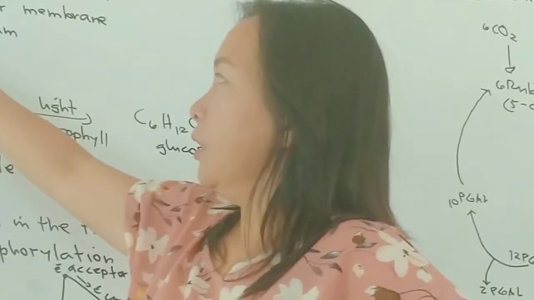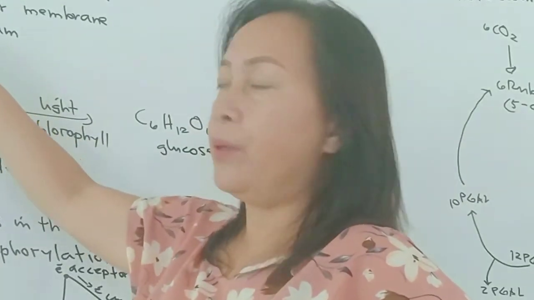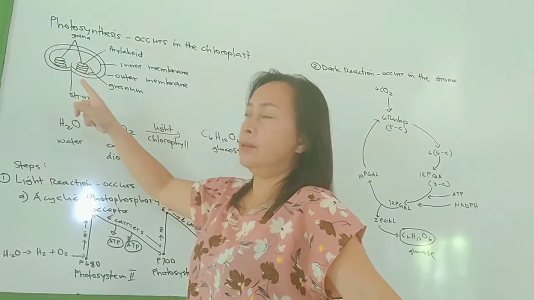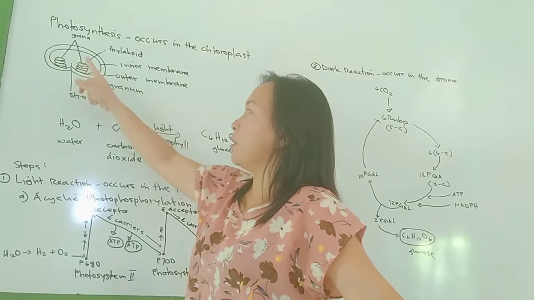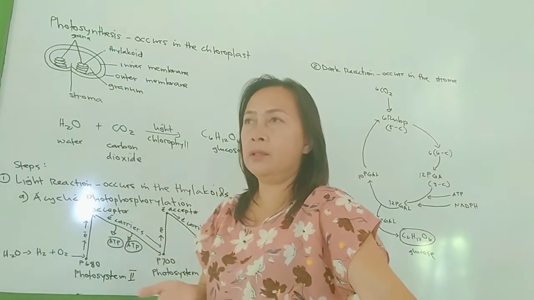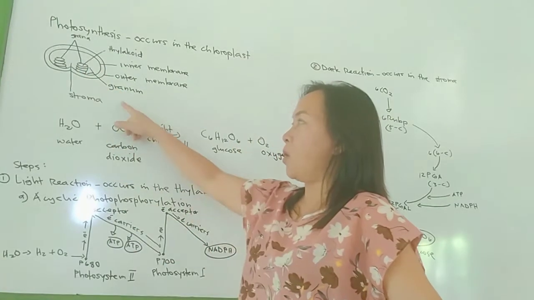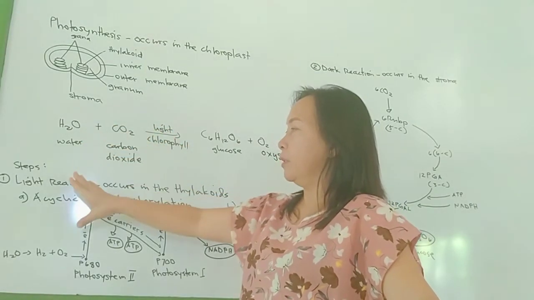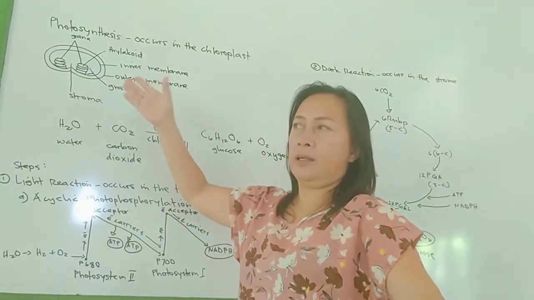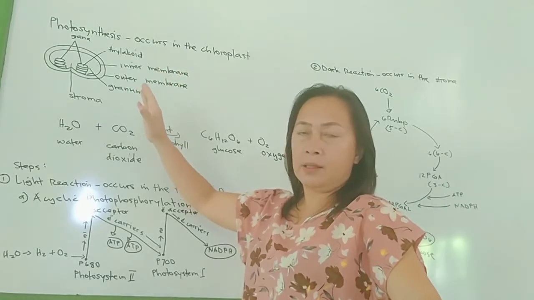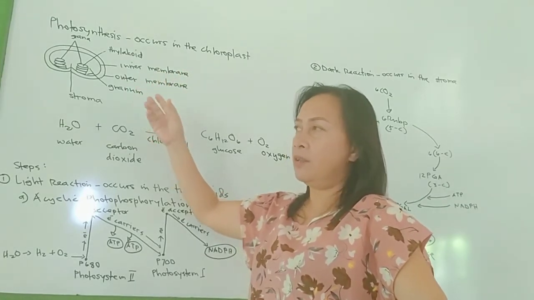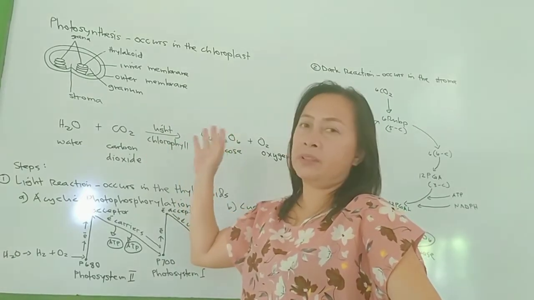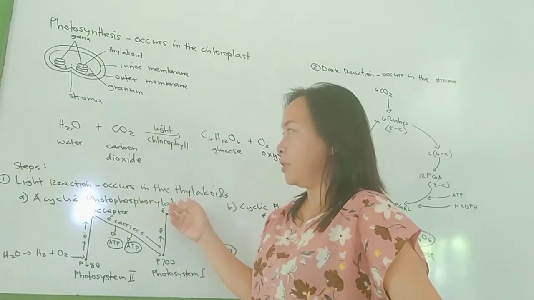Now, the pile of thylakoids, we call that the granum, singular, plural, grana. And the space where thylakoids are embedded is what we call the stroma. Now, you have to remember this because these structures are very important sites for photosynthesis.